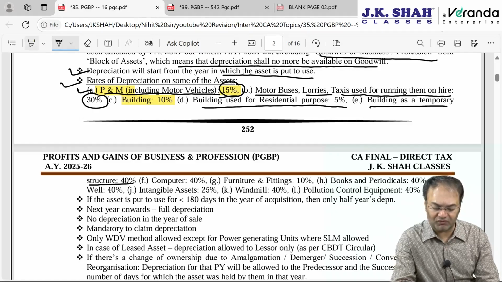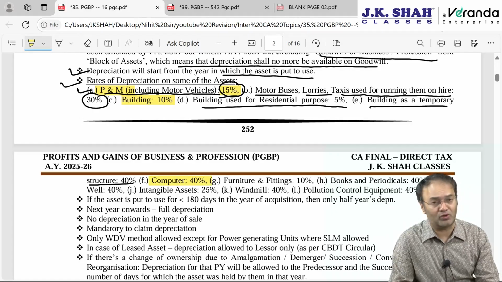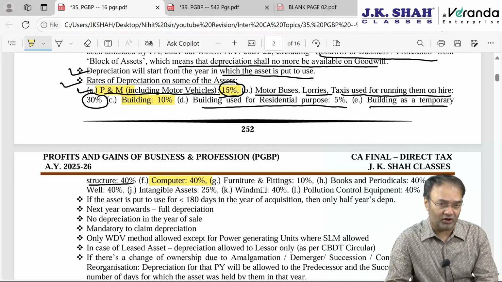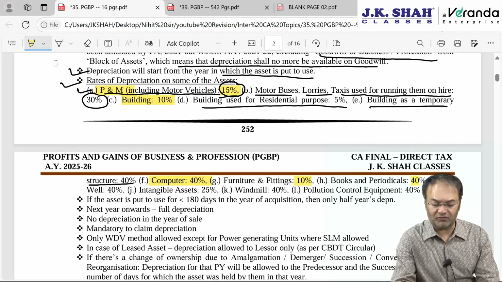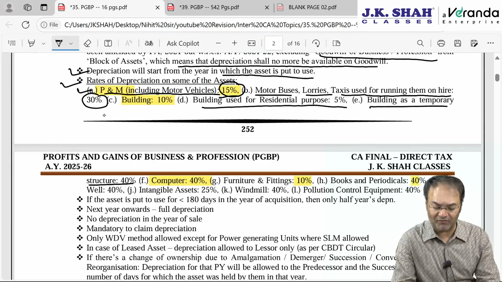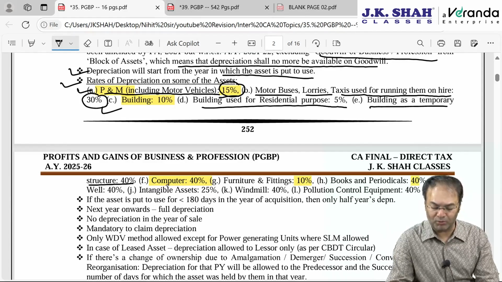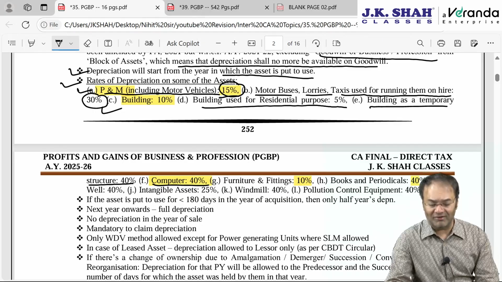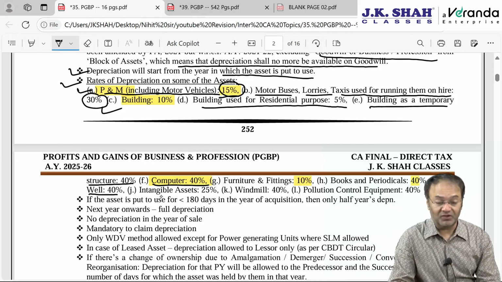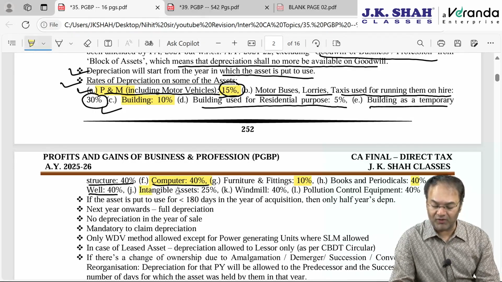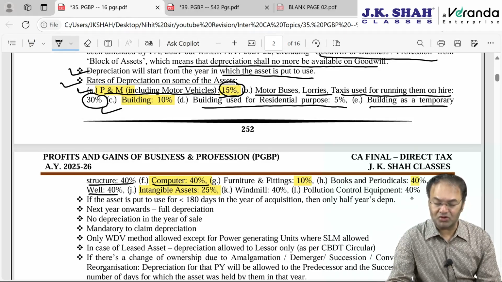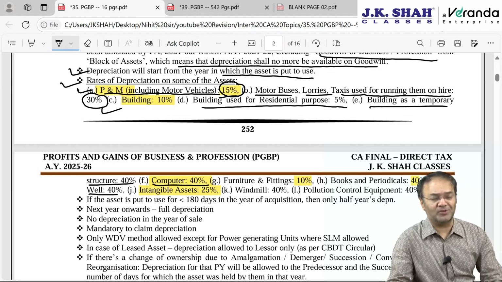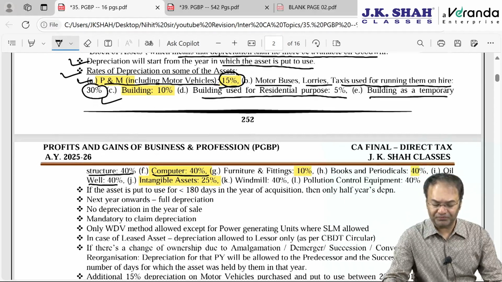If it is a computer, which is very important, 40%. This I am sure you remember by heart otherwise also. Furniture fitting 10%, books and periodicals 40%. This furniture fitting you will have to remember, plant and machinery you will have to remember, building you will have to remember, computer is the most important. Then books and periodicals 40%, oil well 40%, intangible assets you will have to remember 25%, windmill 40% and pollution control equipment 40%, ships and aircraft 20%.